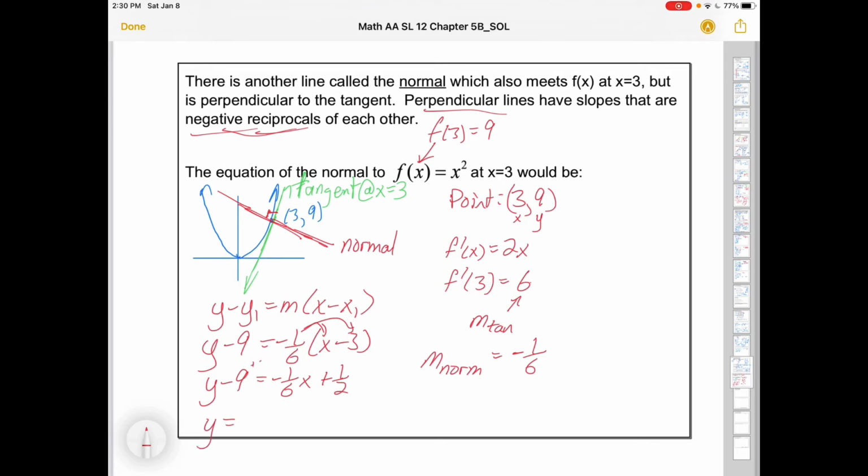And so if we add 9 to both sides, that'll be negative 1/6x plus 9.5, or 19/2. You could also have called it negative 1/6x plus 9.5. Or even, if you wanted to, negative 1/6x plus 9.5, though we don't tend to use mixed numbers very much in higher mathematics. And that's the technique for finding the equation of a normal. You find the slope of the tangent, and you just take its negative flip.